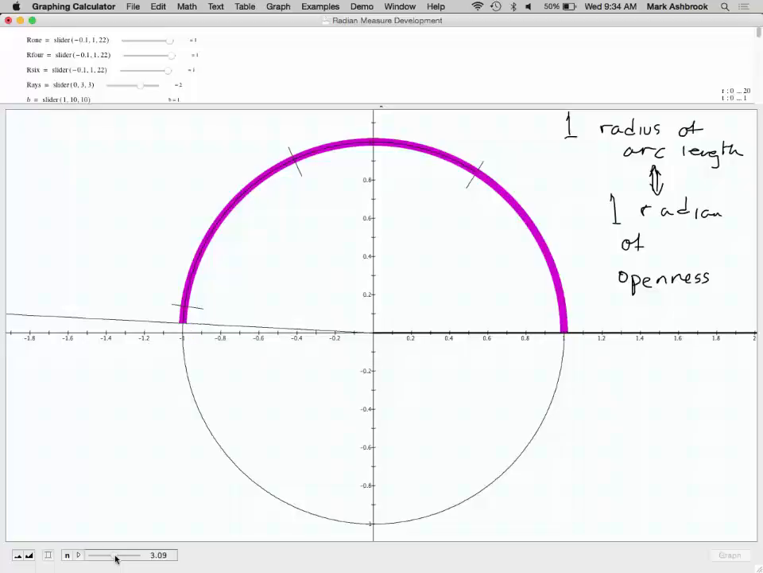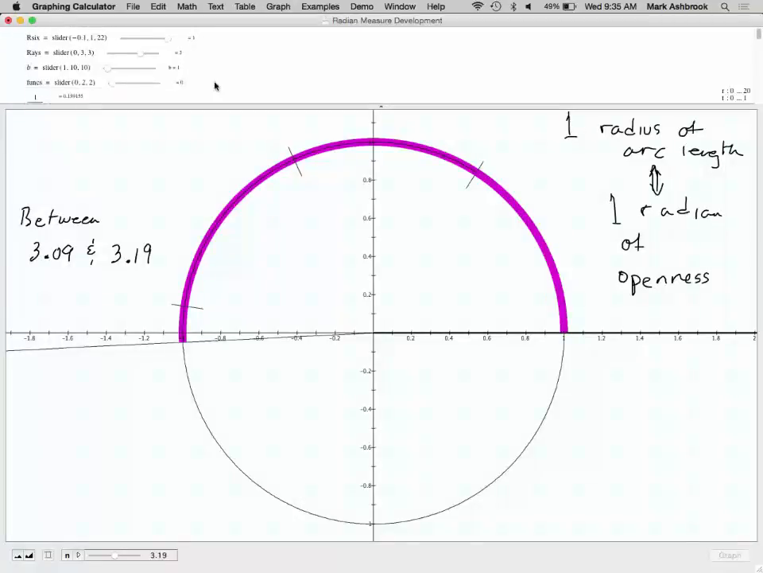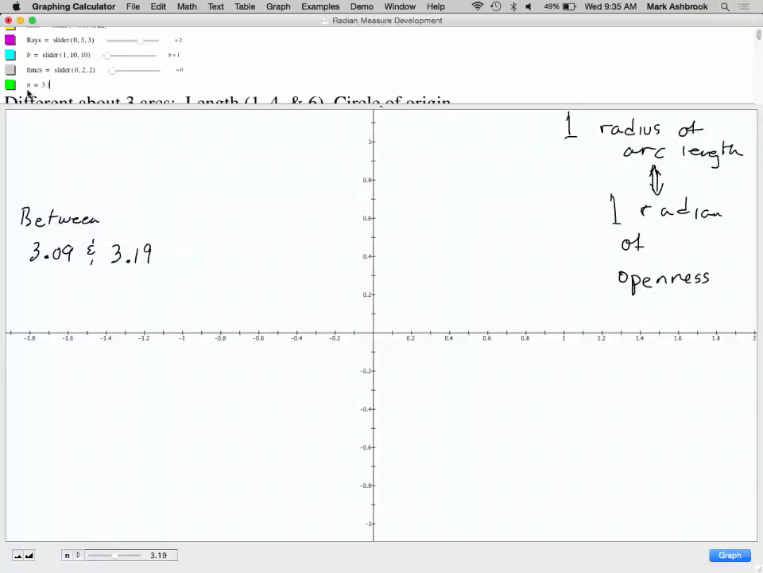So here's 3.09, and then here's 3.19. So exactly halfway around the circle is something between 3.09 and 3.19. So some of you already know what familiar number is between 3.09 and 3.19. So you want to try what? You said 3.14. So I'm going to let n equal, that's my angle measure, 3.14.